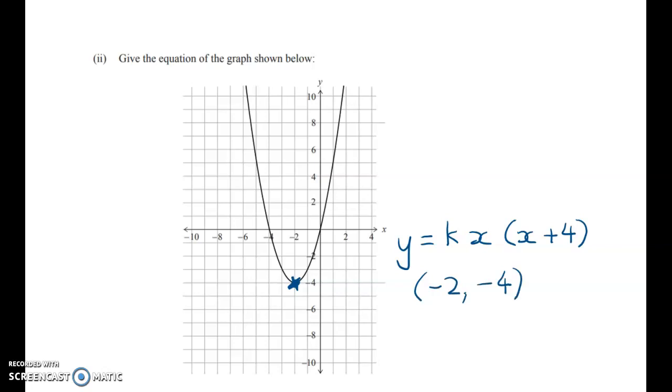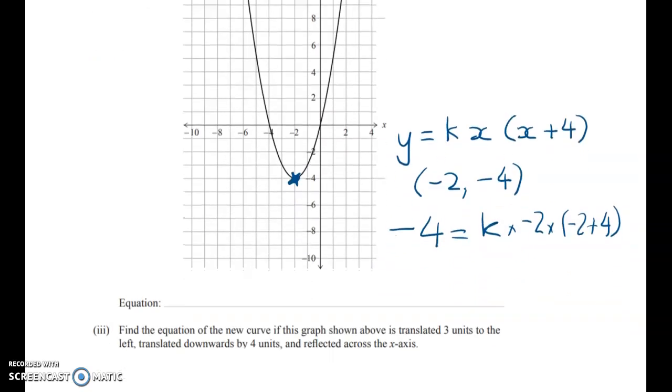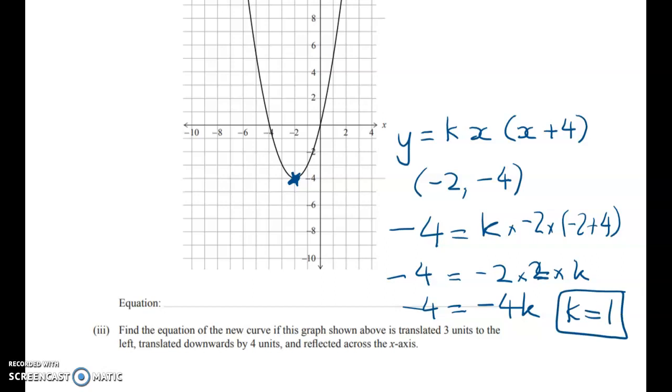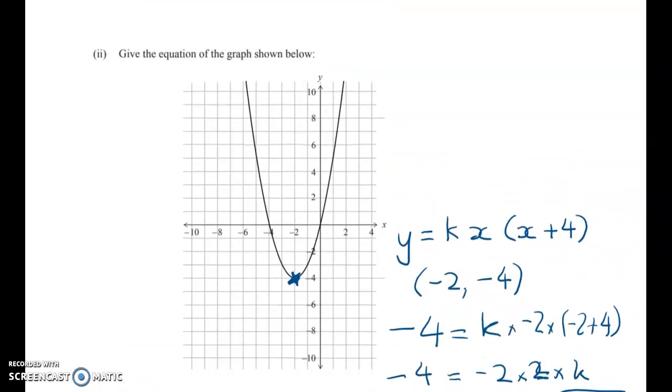I take those values and I substitute them in. I get -4 is equal to the mystery number times -2 times -2 plus 4. That gives me -4 is equal to -2 times +2 times k. -4 is equal to -4k. That makes me really happy because k is a very easy 1. So the equation that we're given here is simply y is equal to x times x plus 4.